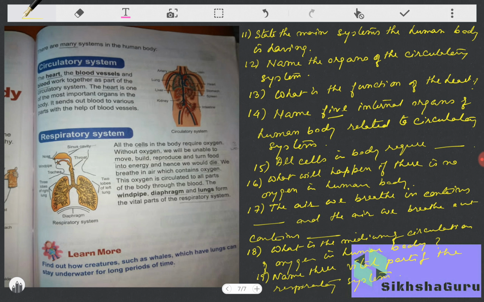All cells in the body require dash. What will happen if there is no oxygen in the human body? The air we breathe in contains dash and the air we breathe out contains dash. Number 18, what is the medium of circulation of oxygen in the human body? Number 19, name 3 vital parts of the respiratory system.